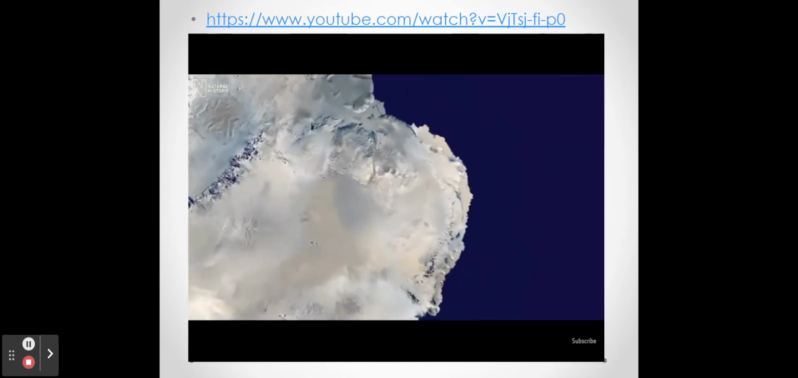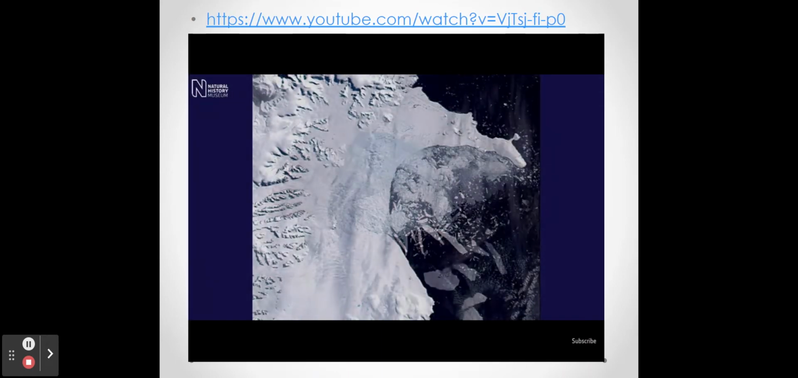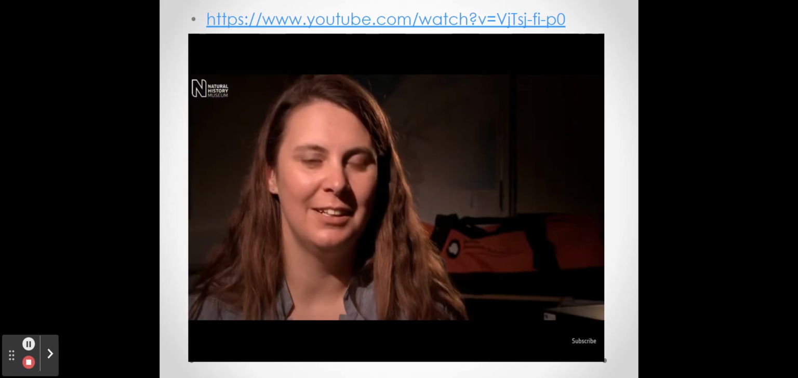This is a part of Antarctica where climate is changing really quickly at the moment, and the temperature has warmed by over 2 degrees in the last 50 years. We're seeing glaciers flowing faster than they have in the past, ice shelves are collapsing.